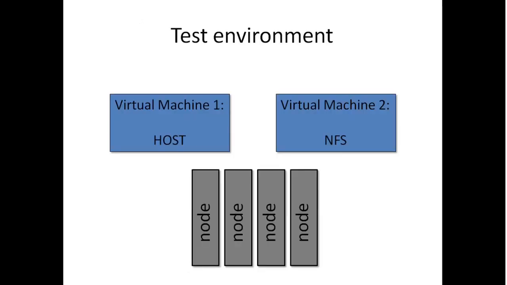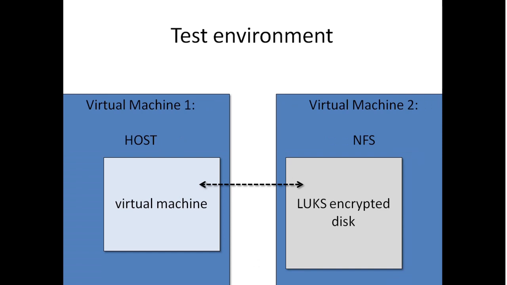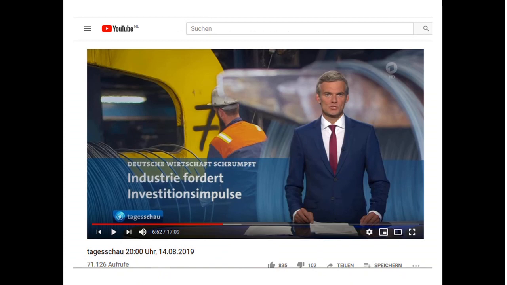To look into this, I created a test environment similar to SURFsara's secure environment I told you about in the beginning. I set up two virtual machines. One acts as the host for the virtual machine to be benchmarked, and one acts as an NFS server, which contains the encrypted disk. For more details on this, I suggest you have a look at my final report, which is linked below. To benchmark the setup, I transcoded this 17-minute long video of a German news program. I did this in 8 differently configured virtual machines, 7 that were each encrypted differently and 1 that was not encrypted. In every configuration, 5 runs were performed.